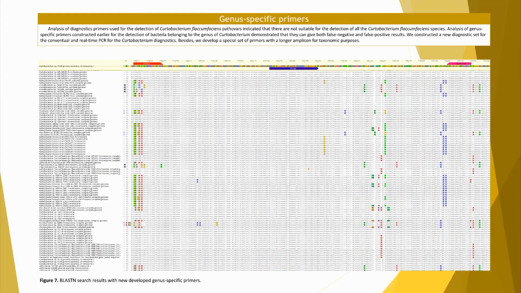Using the published GenBank sequences, we checked the diagnostic primers recommended for the detection of Curtobacterium flaccumfaciens pathovar. The test results showed that the primers were not suitable for the detection of all classified Curtobacterium flaccumfaciens species. We also checked the genus-specific primers constructed earlier for the detection of bacteria belonging to the genus Curtobacterium, and found that they can give both false negative and false positive results.